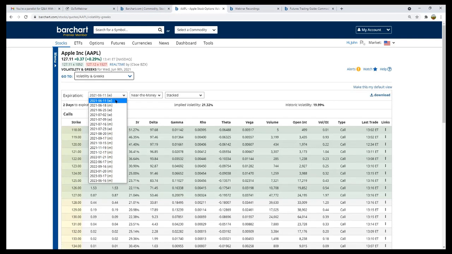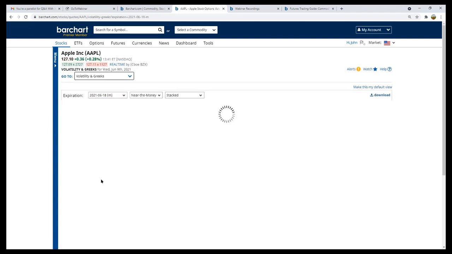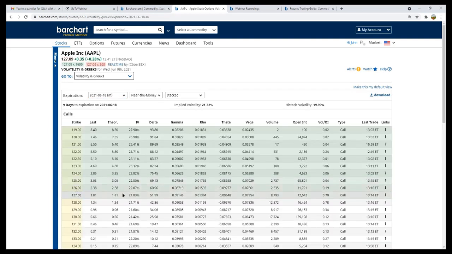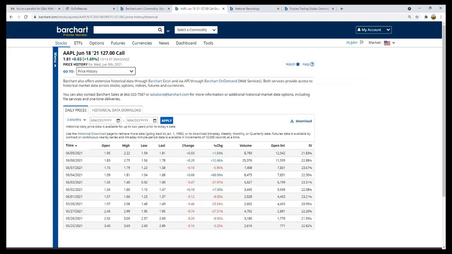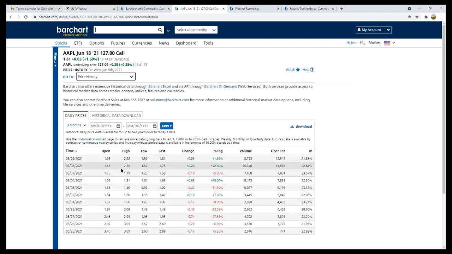Go back to that monthly. I look at my 127s. I'll go to price history. Now, Apple's still trading today, but we can see that yesterday, between the high and the low for this particular option, the range was about $1.20, okay? And what did we say? $1.05, right? So this could help you determine the range that your option could do.